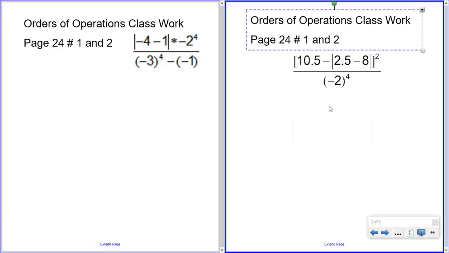Good afternoon. So today we're trying something a little bit different. We're going to try this on the Smart Notebook. All right, so now we're working on order of operations. These are a little more difficult.